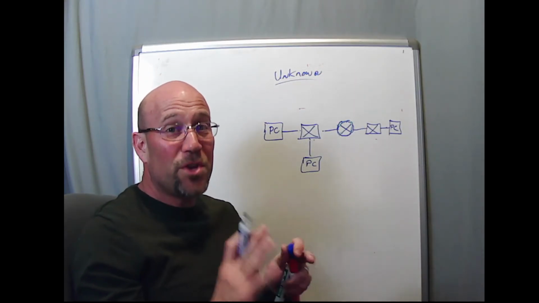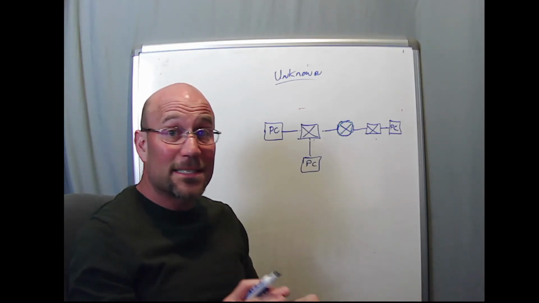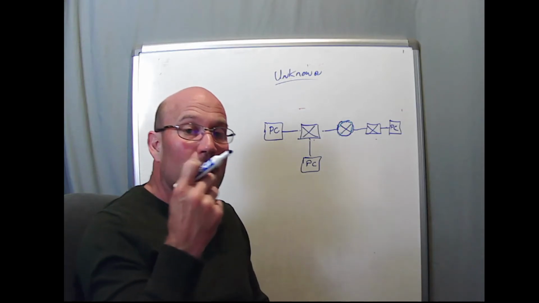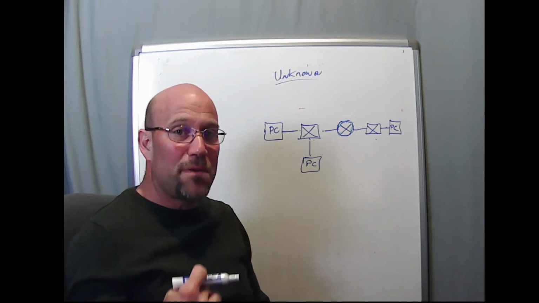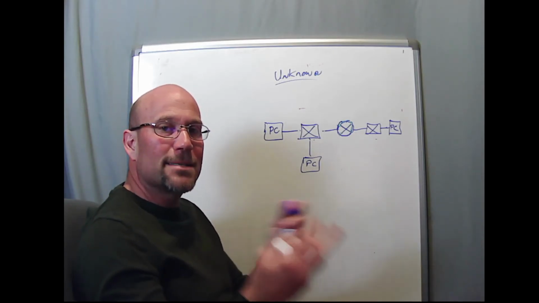Because an unknown Unicast MAC address is the same as a Unicast MAC address. It could be literally the same frame. And it could literally be the same frame just a split second before. So then what's this deal with known Unicast and unknown Unicast?